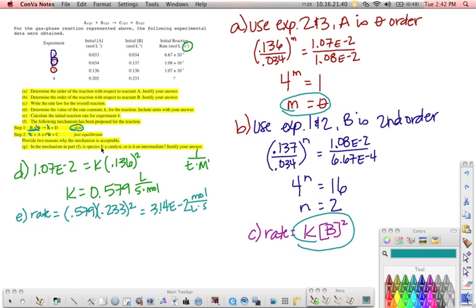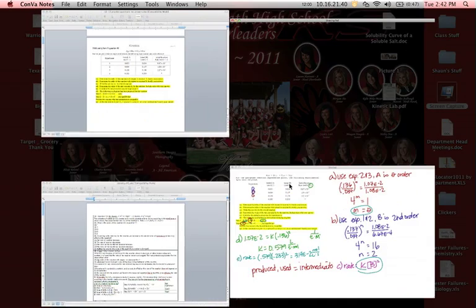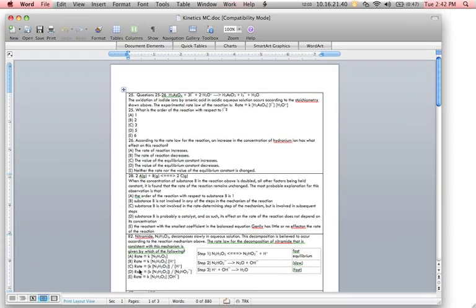G, in the mechanism in part F, is species E a catalyst or is it an intermediate, and justify your answer? Well, species E, let me switch colors again. Species E was produced in the first step and it was used in the second step. So anytime something is produced and then used, that equals an intermediate. If it was used and then produced, that's when it would be a catalyst. But this one was first produced and then used. So there's that.